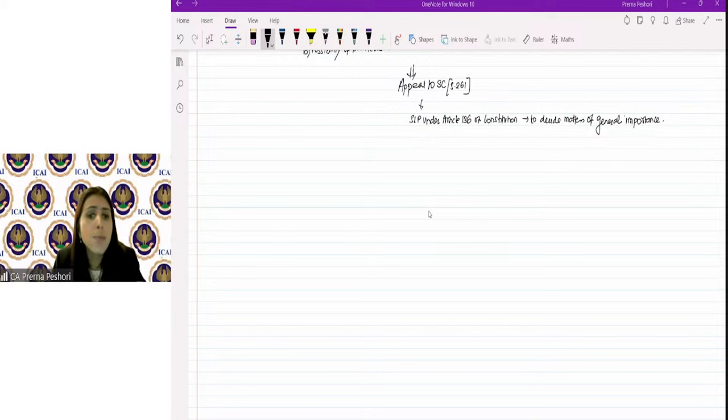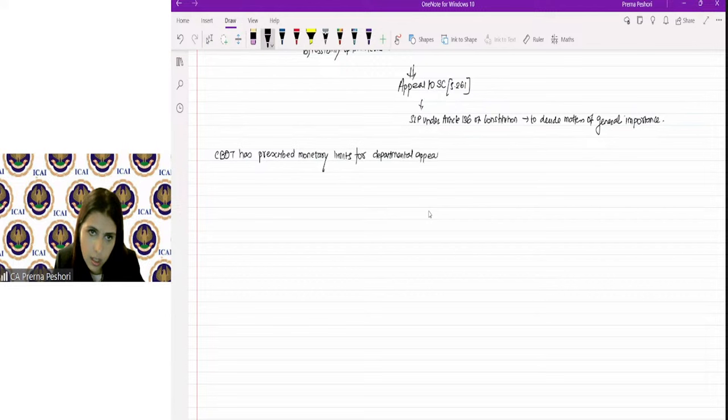Okay. So now, with respect to the monetary limits which are there. Now, the monetary limits which are existing, so CBDT, you can just write, has prescribed the monetary limits for the departmental appeal. And what are these monetary limits, students? So just write down the appeal or SLP.